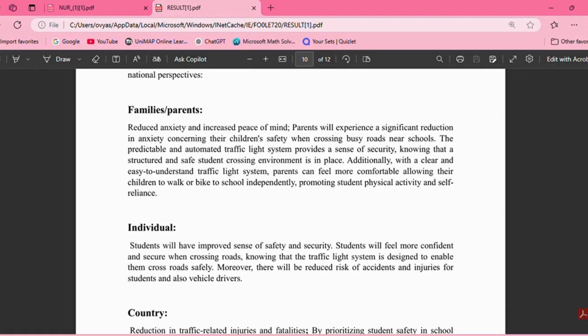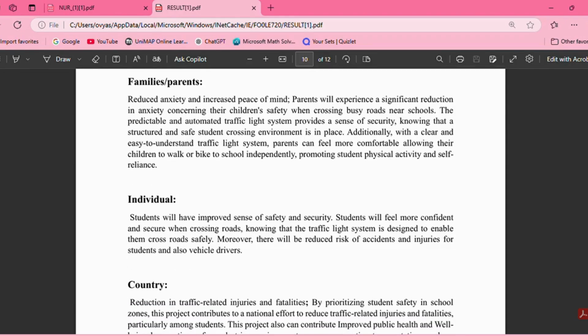As an individual, for example, students will have an improved sense of safety and security. Students will feel more confident and secure when crossing roads, knowing that the traffic light system is designed to enable them to cross roads safely. Moreover, there will be reduced risk of accidents and injuries for students and also vehicle drivers.